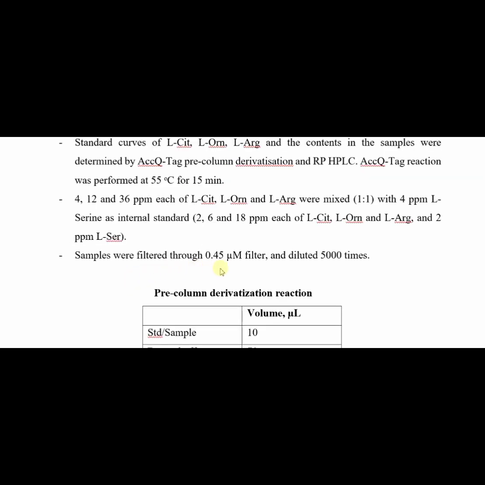4, 12, and 36 ppm of L-citrulline, L-ornithine, and L-arginine were mixed 1:1 with 4 ppm L-serine as internal standard, so that 2, 6, and 18 ppm each of L-citrulline, L-ornithine, L-arginine, and 2 ppm of L-serine was formed. Samples were filtered through a 0.45 micrometer filter and diluted 5,000 times.